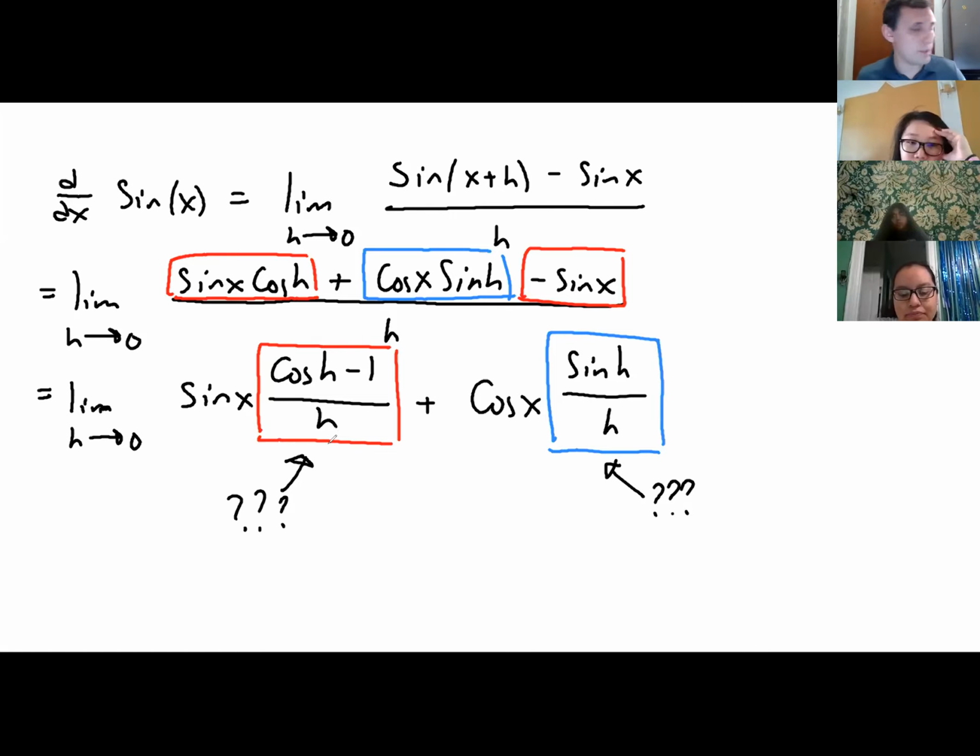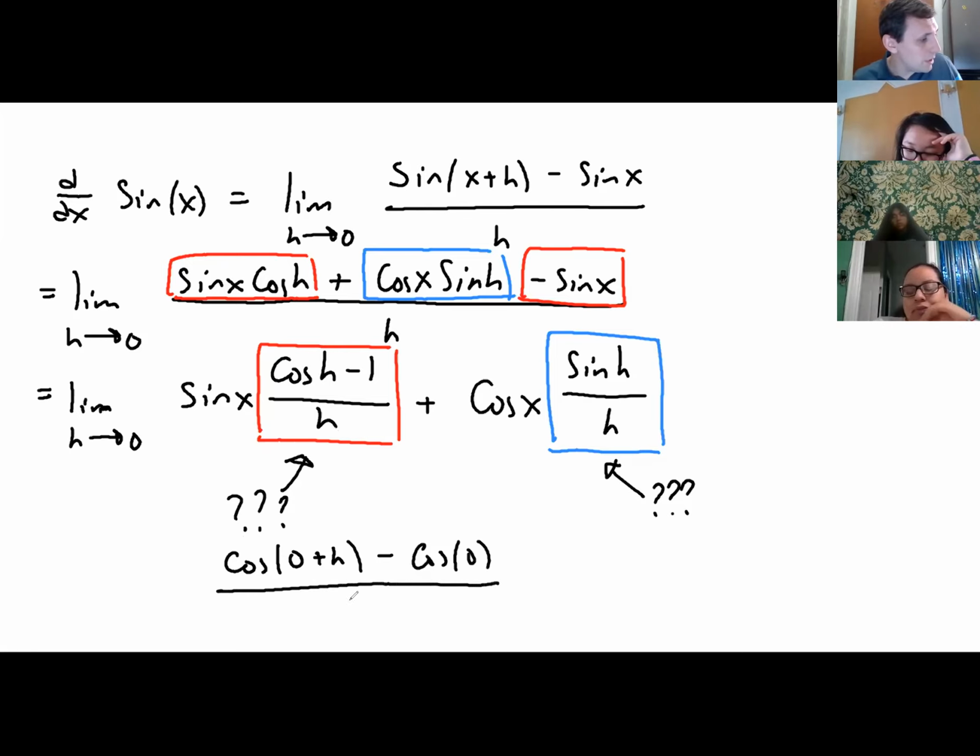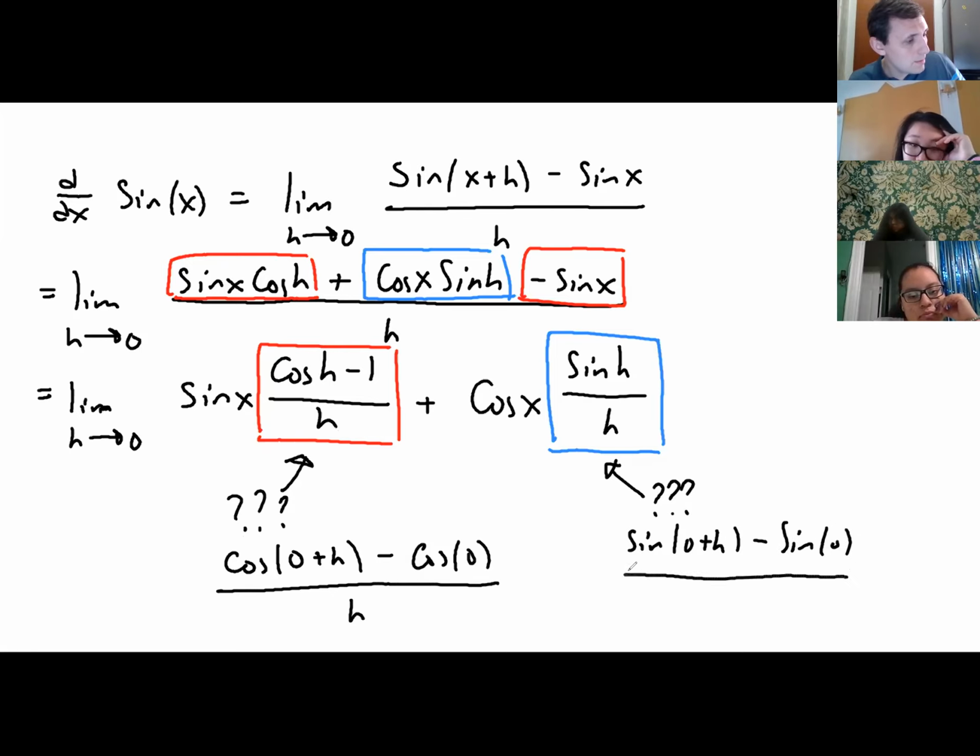So this red box, look at it carefully. Of what form is this red box? Well, it is of the form cosine of 0 plus h. We know that cosine of 0 is 1, so it's minus cosine of 0 divided by h. And what is this thing here? This is the same, but it's really sine of 0 plus h minus sine of 0 divided by h.